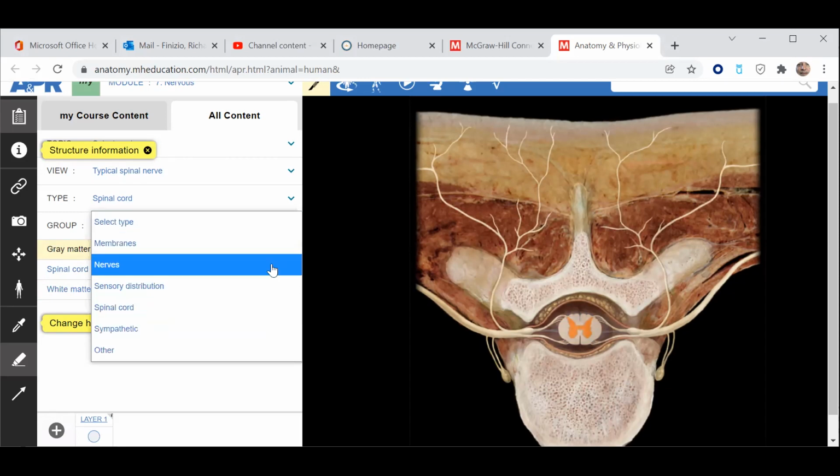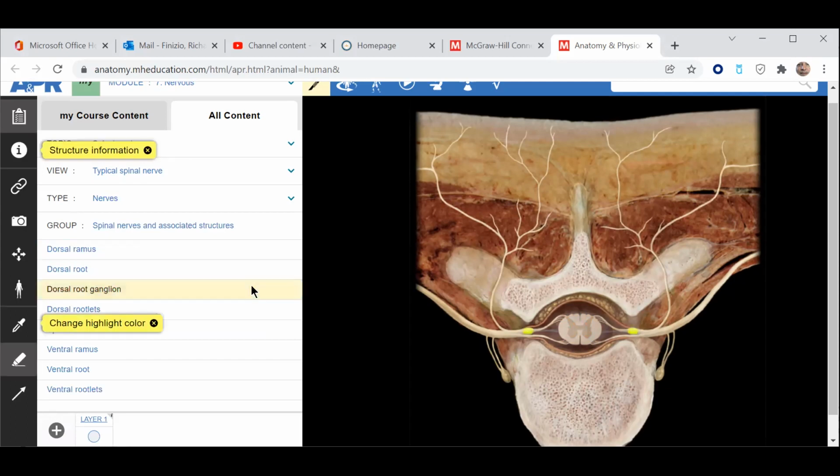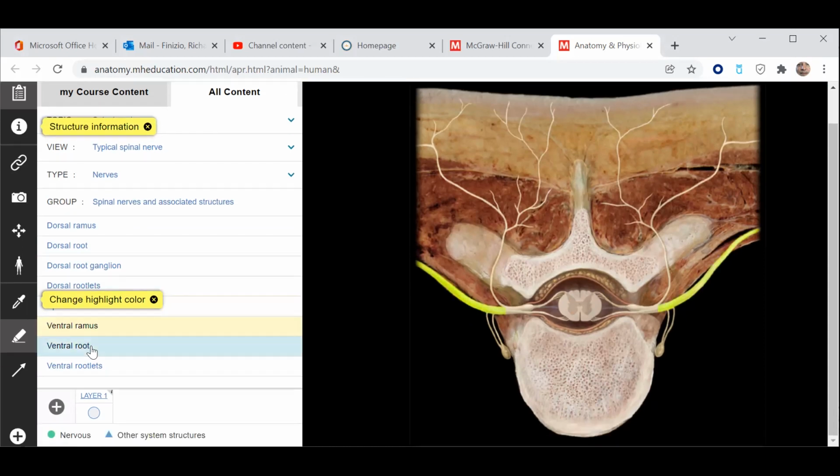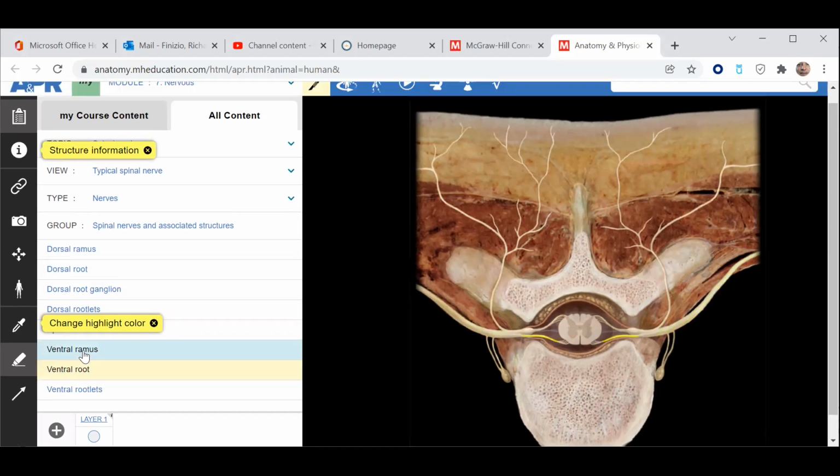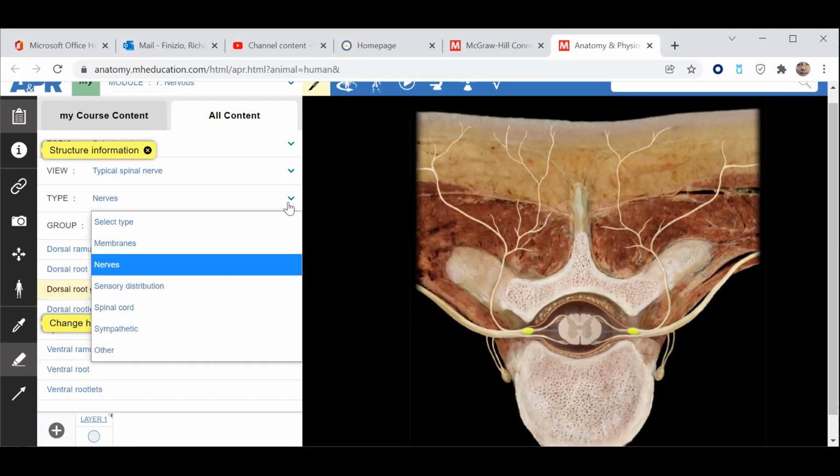And then we have the nerves. Let's see what that looks like. This will be on the dorsal root ganglion. Dorsal rootlets. Those little things there. Ventral ramus. I won't ask that. Ventral root, though, is important. See how that's highlighted towards this vertebral body. The ventral root. So the dorsal root is in the back. Ventral root. And then the dorsal root ganglion. Beautiful. That's perfect. Anything else?